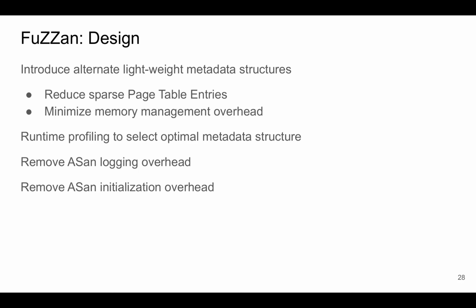So our idea is that, at runtime, we profile every now and then to decide what the optimal data structure is, and then periodically switch between different data structures. We remove all the logging overhead because we can just reproduce and rerun a crashing input to produce the full log. And we've also optimized ASAN to get rid of some of the initialization overhead.